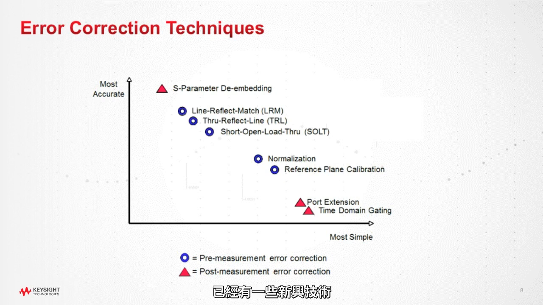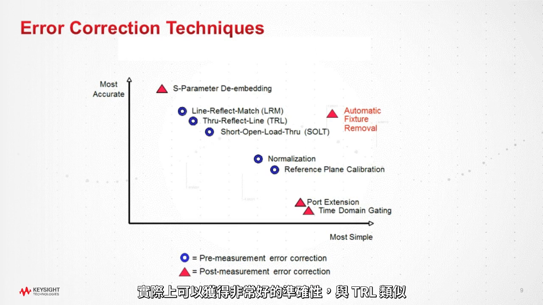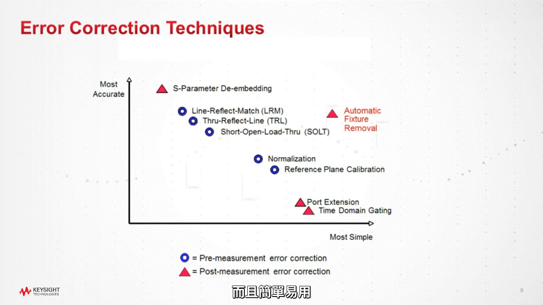Now, there have been some emerging techniques that have put this paradigm upside down. There's an outlier to the linear curve, if you draw it here, called automatic fixture removal. It's a new family of error correction techniques where you can get very good accuracy similar to TRL, but it's quite easy to implement. The reasons for that I'll go into very shortly.